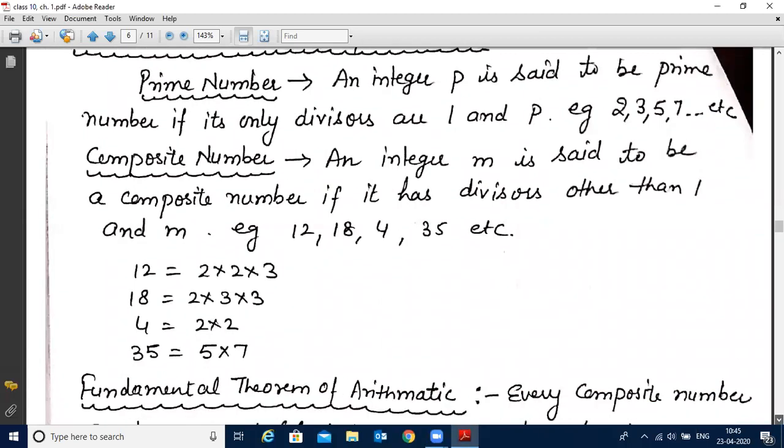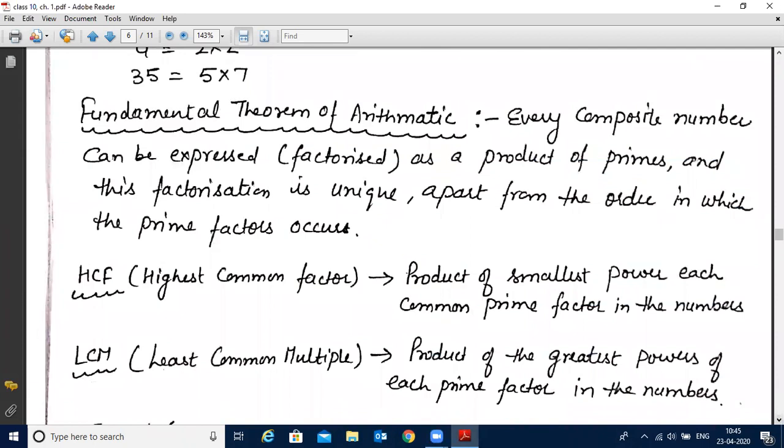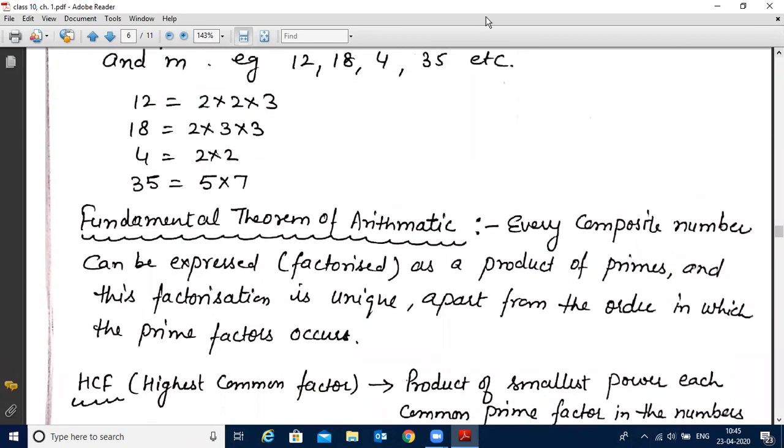Now, here is the definition of the fundamental theorem of arithmetic: every composite number, and now you are familiar with what composite numbers are, can be expressed as a product of primes. As you have seen above, all the composite numbers can be written in the form of a product of primes. This factorization is unique apart from the order in which the prime factors occur. For 12, you can also write 3 into 2 into 2. Order doesn't matter here.